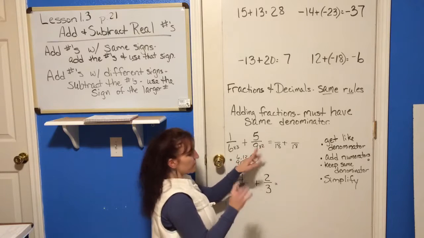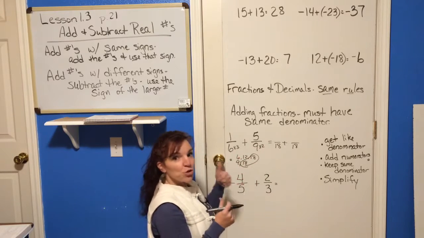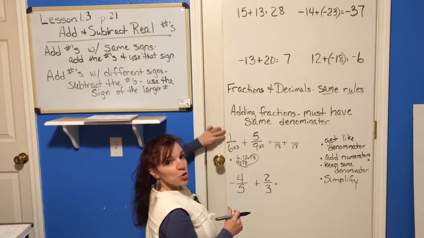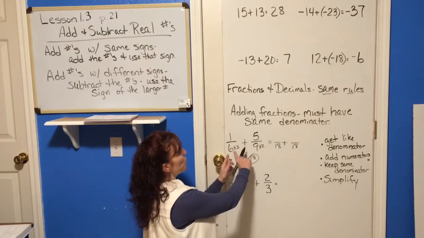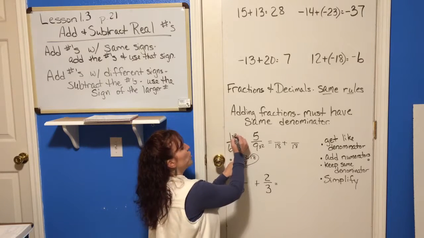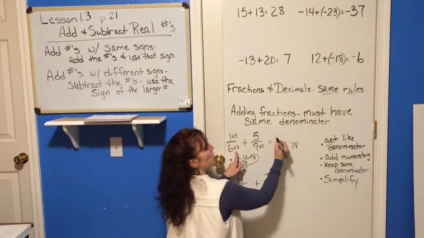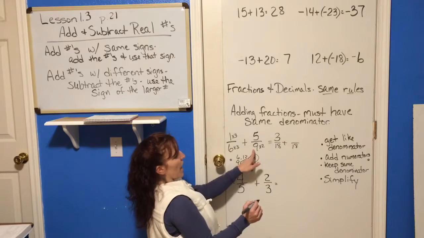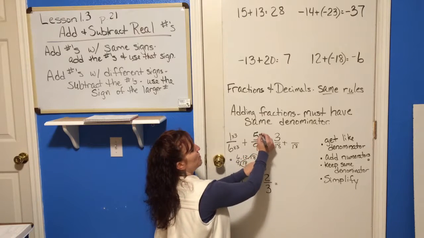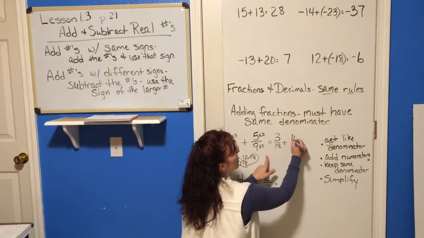to get 18. So to get your numerators, don't forget, you've got to multiply the denominator and the numerator by the same thing. So this fraction, I multiplied the denominator by 3, so I have to multiply my numerator by 3. 1 times 3 is 3. I multiplied this denominator by 2, so this numerator has to be multiplied by 2. 5 times 2 is 10.